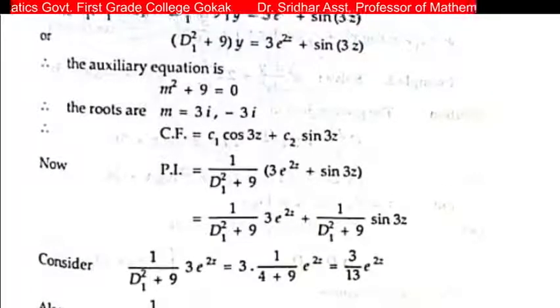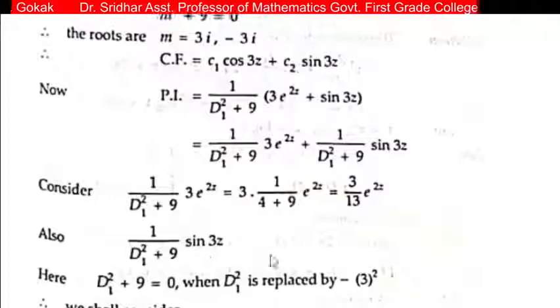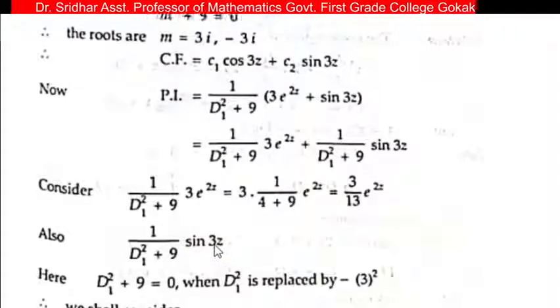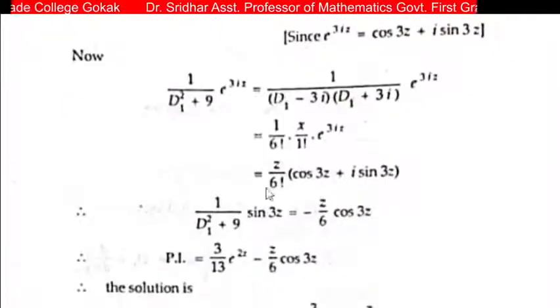Next consider the second term: 1 by D1 square plus 9 into sin 3z. In this case replace D1 square by minus a square. Here minus a square is minus 9, then this gives 0. So therefore we multiply this term with z and differentiate with respect to capital D1. We obtain the final solution as z divided by 6 into cos 3z.